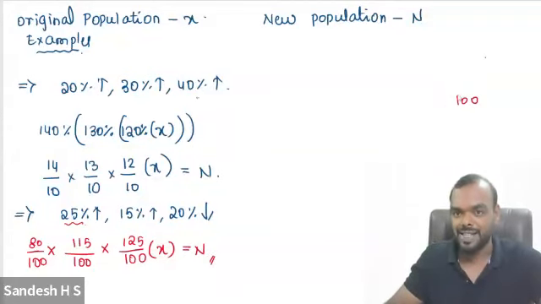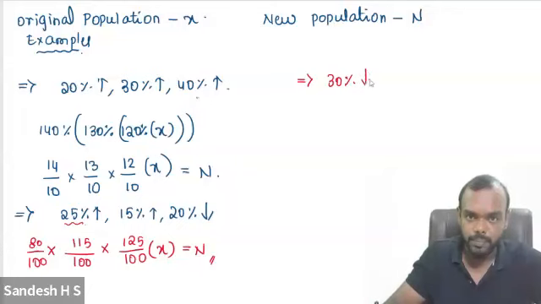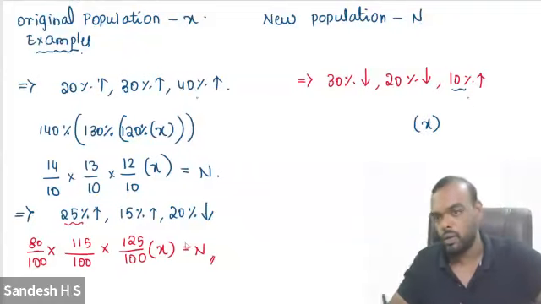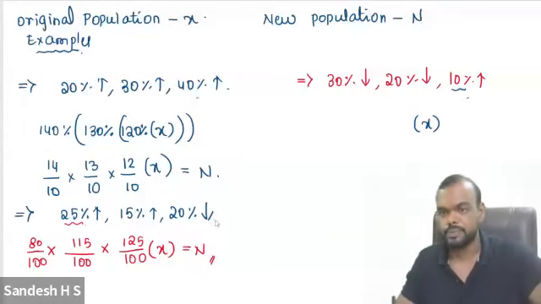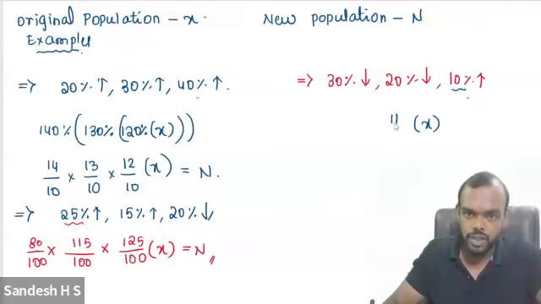Let us take up one last example on this. Let us see whether you can give me quickly or not. Decreased by 30%. Decreased by 20%. Increased by 10%. My original population is X. Start telling for 10% increase, what will you write? 10%, 110 by 100, 0, 0 cancel, 11 by 10.